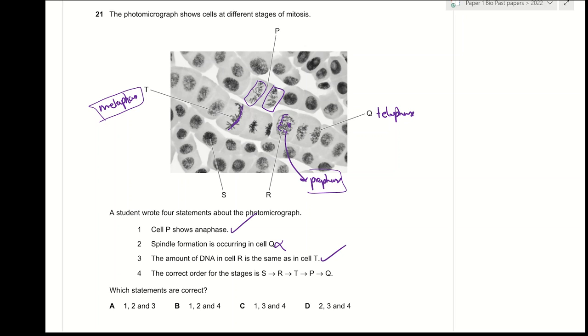So let's see S. S most likely looks like interphase, because we do not see condensed chromosomes like prophase, and R is going to be prophase. Yes, this is correct. Then R to T. T is metaphase. This is correct. Prophase, metaphase. And P is anaphase. And Q looks like telophase. So this is correct. Therefore, the answer is going to be C.